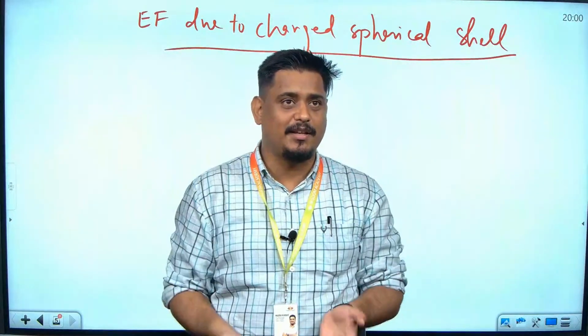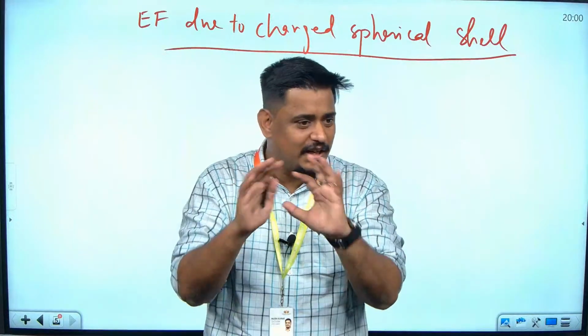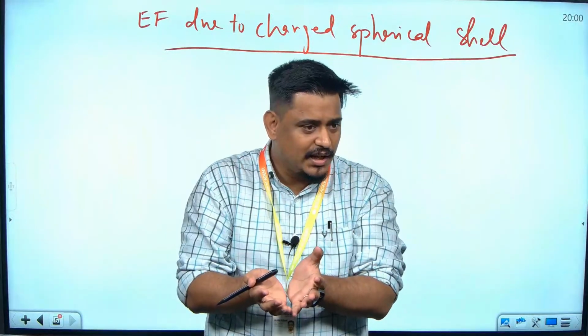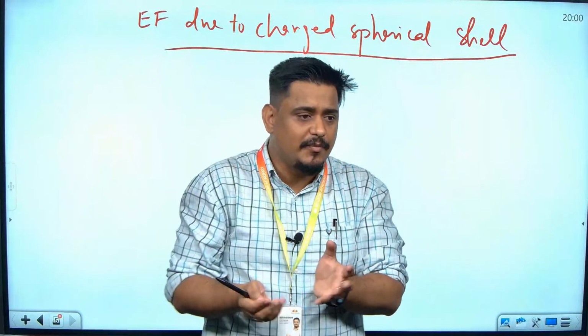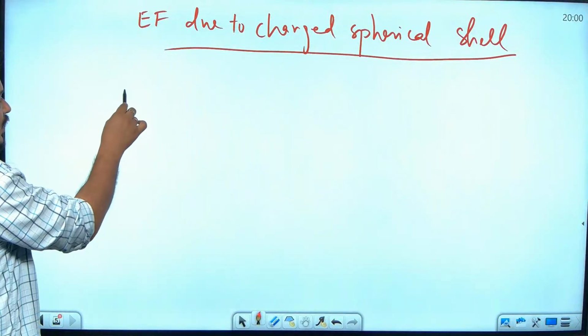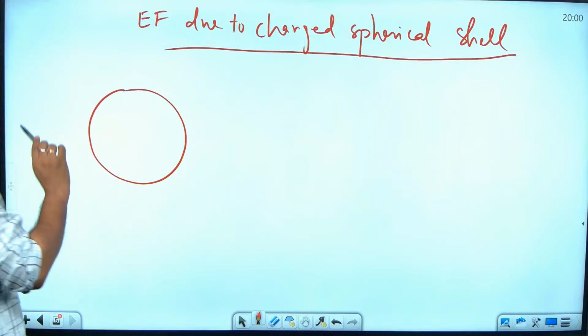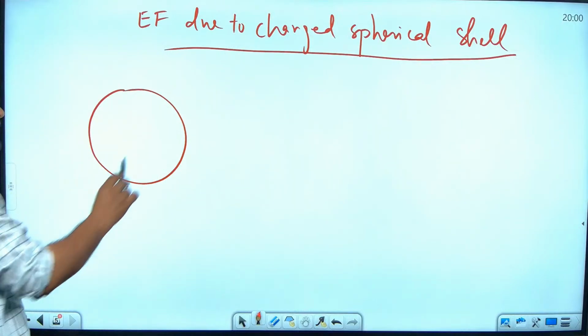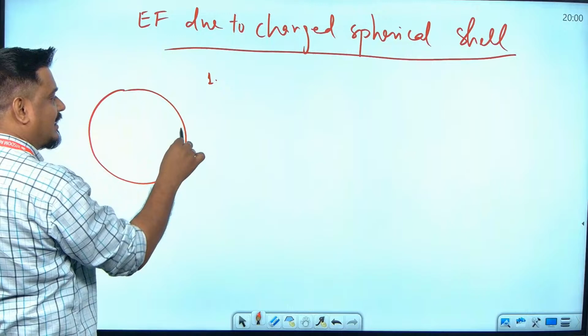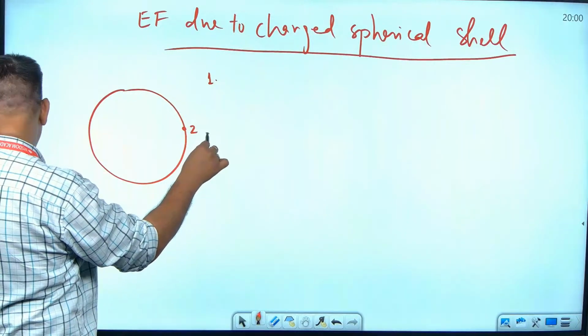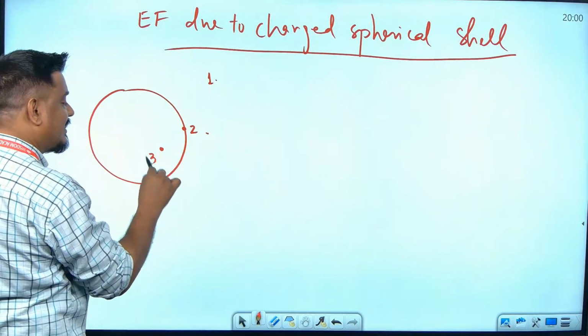Okay, coming back, Abhinand. So we have a charged spherical shell, and I am interested in finding what is the electric field at 3 points. One point outside the shell, second point on the shell, and third point inside the shell.